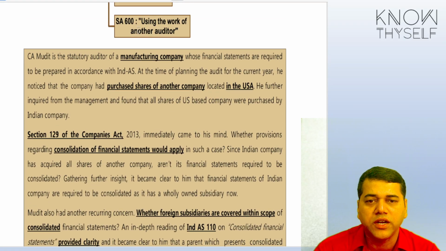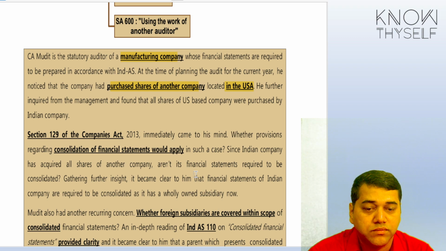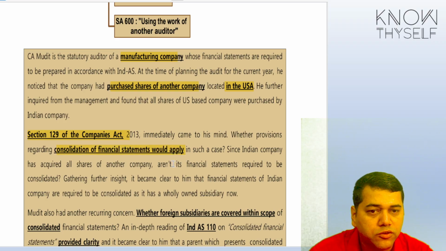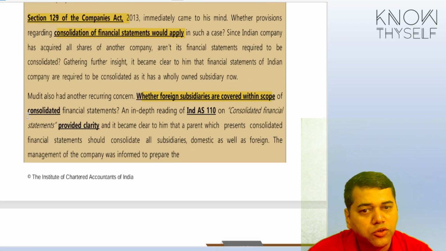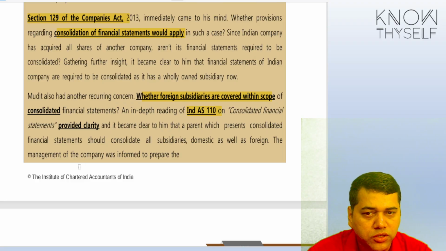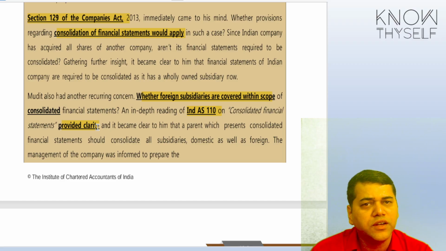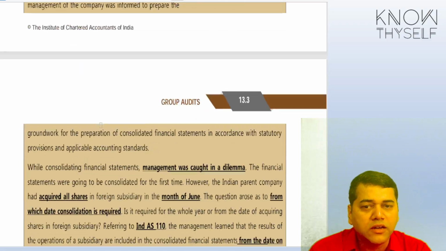Now, CA Mudit is the auditor of a manufacturing company, and this company purchased the shares of another company in USA. Section 129 of the Companies Act, because this is a company, says that you have to prepare consolidated financial statements in case you have subsidiaries or associates or joint ventures. Whether the foreign subsidiary is also covered within the scope, yes, Ind AS 110 talks about it. They provide more clarity as to how to do consolidation, when the exemptions are given. There are different exemptions available. The Act also gives exemptions, Ind AS also gives, accounting standard also gives. So these are all part of the basics.